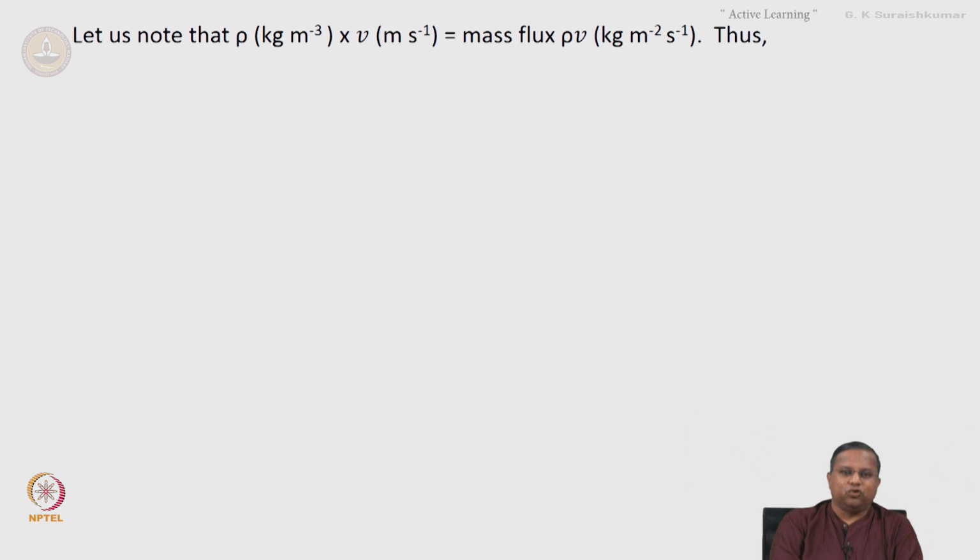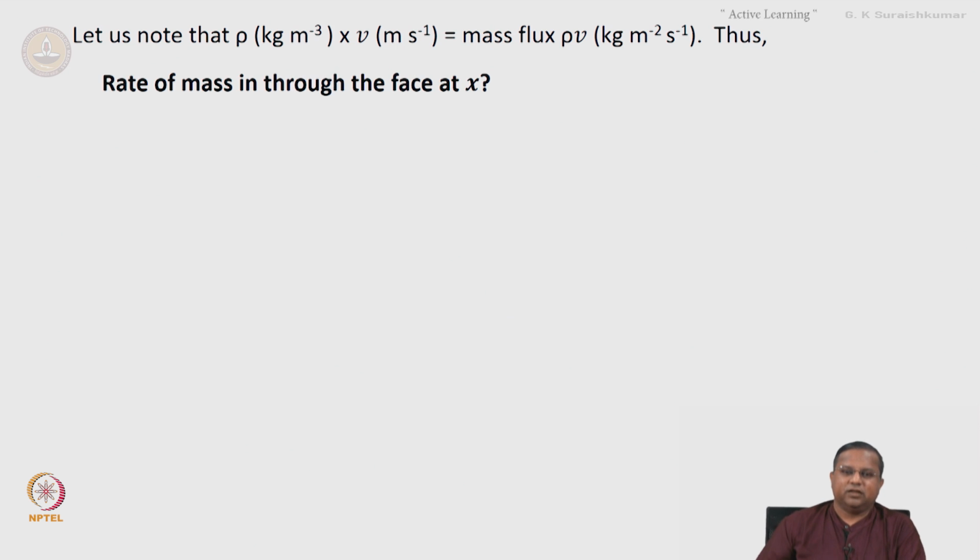Before we go forward, let us note that density times velocity would be the mass flux, rho times v. Rho is kilogram per meter cubed, velocity is meter per second, so in terms of units it is kilogram per meter squared per second, which is nothing but the amount of mass transferred per unit area perpendicular to the direction of motion per unit time, or the rate of mass transferred per unit area perpendicular to the direction of transfer. Therefore, rho times v, density times velocity, is going to give us the mass flux.